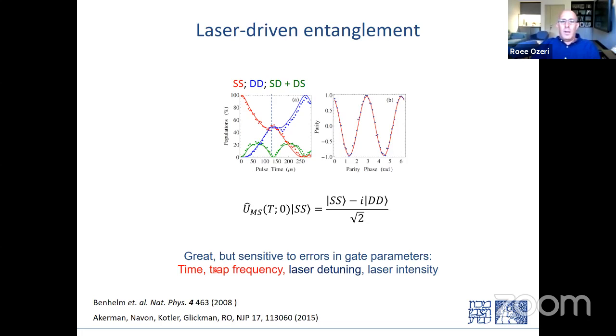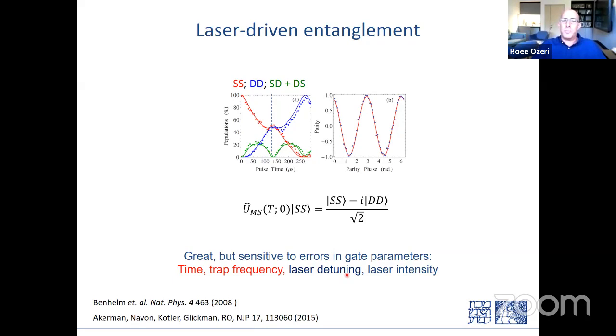This is great, but when I'm trying to drive these gates, they are sensitive to errors in gate parameters. For example, if I miss a little bit my gate time, so my drive time, I'm going to get an error. If I miss a little bit my trap frequency, again, I'm going to get an error in my target state or in my operation. The same is true for laser detuning and laser intensity. And what I'd like to do in the next few minutes is describe quickly how we can use quantum engineering methods, coherent control methods, in order to mitigate these possible errors.